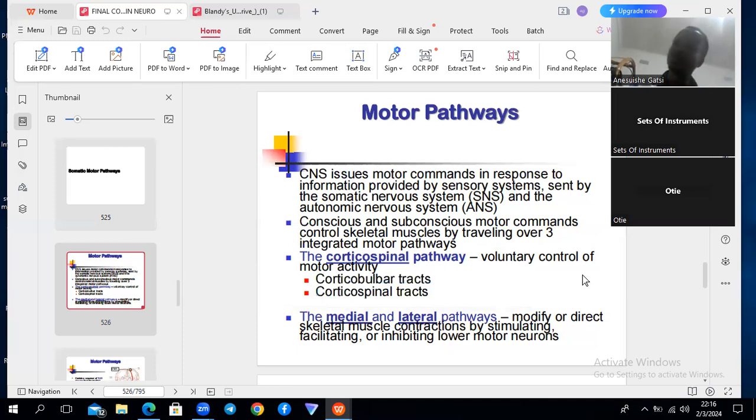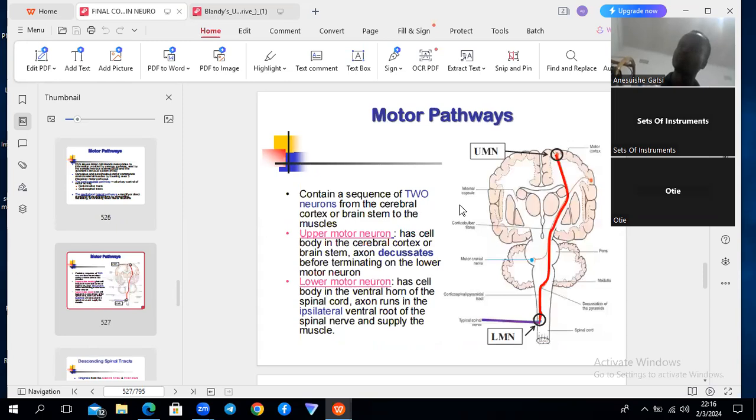Older books will refer to them as corticonuclear. It's almost the same thing. So corticobulbar or corticonuclear just refers to the same pathway of motor input or motor innervation to the nuclei of cranial nerves. And so we have corticospinal, then we have corticobulbar.